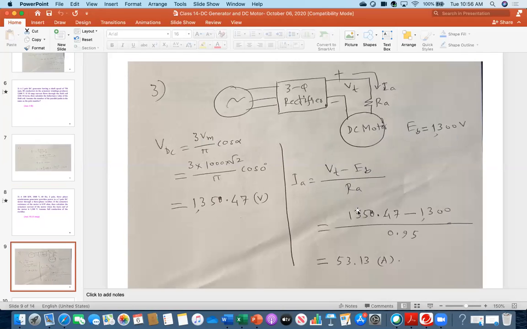And I got that Vt is 1350.47, which is coming from that equation, VDC equals 3 Vm by pi cosine of alpha. This alpha is 0 degree that I explained to you. So 1350.47, and this Ra value was 0.95. Finally, I got 53.13. This is the answer.